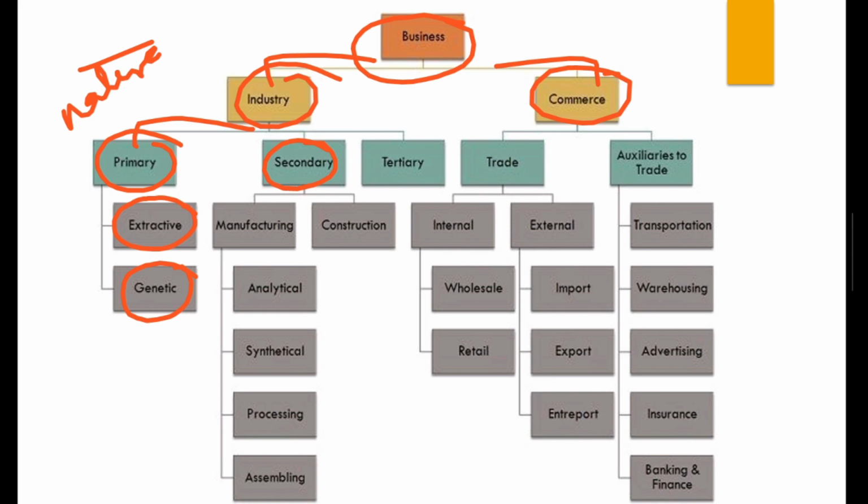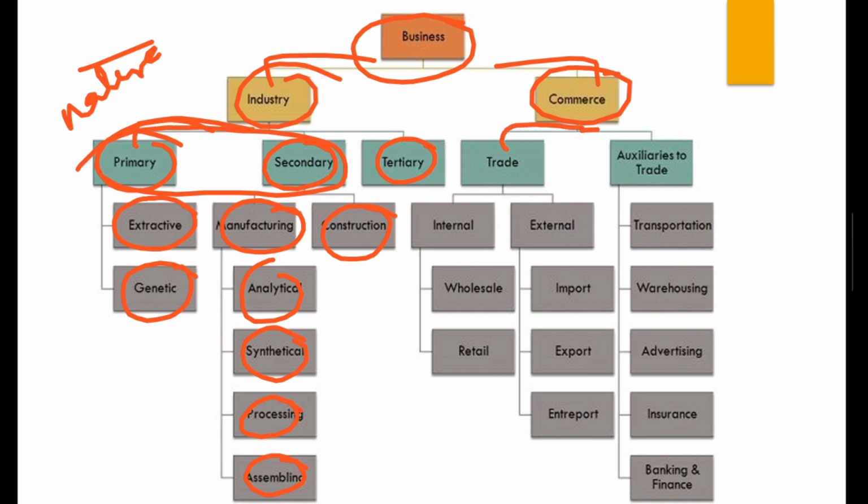Next is secondary industry. Here it is manufacturing industry, where we convert raw materials into finished goods. The other one is construction industries, where various construction activities take place like roads, bridges, tunnels, etc. Manufacturing is again divided as analytical, synthetical, processing and assembling. Next, we studied about tertiary industries. Tertiary industries are nothing but those which help in free flow of activities between primary and secondary industries.